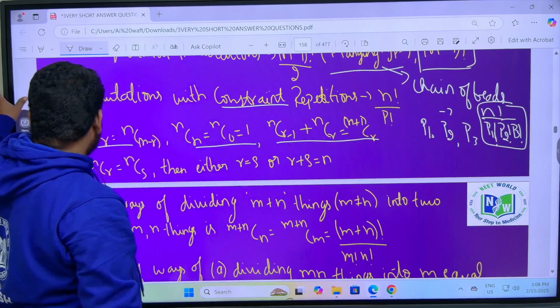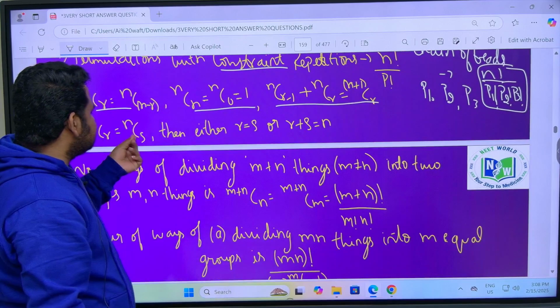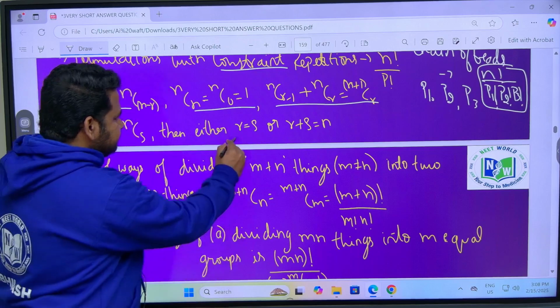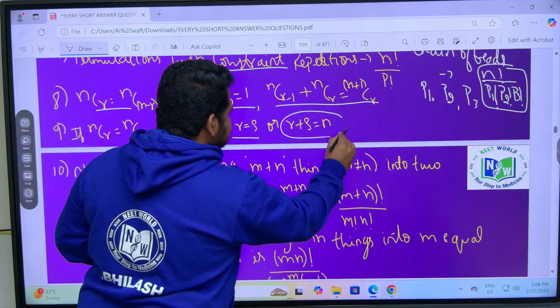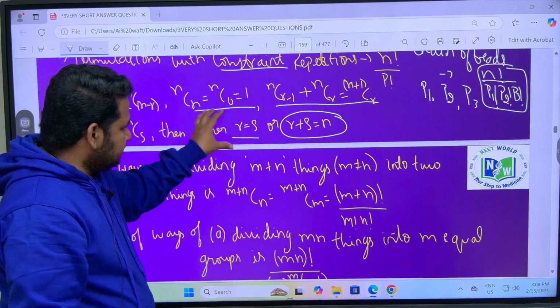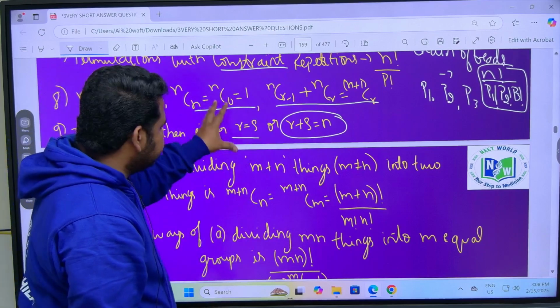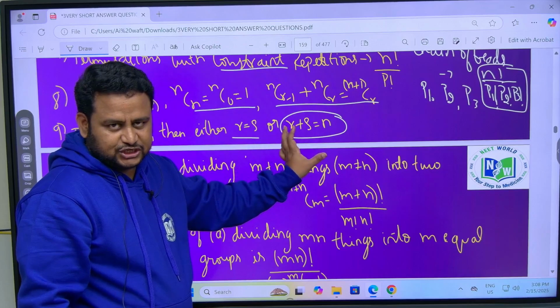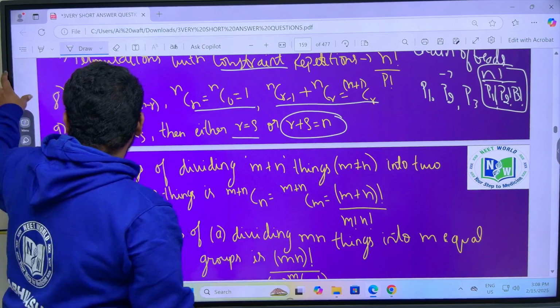Next thing, if nCr is equal to nCs, then either r is equal to s or r plus s is equal to n. Both are valid. But based on the problems, we are going to use either this one or this one, looking at the question. This is very important, friends.